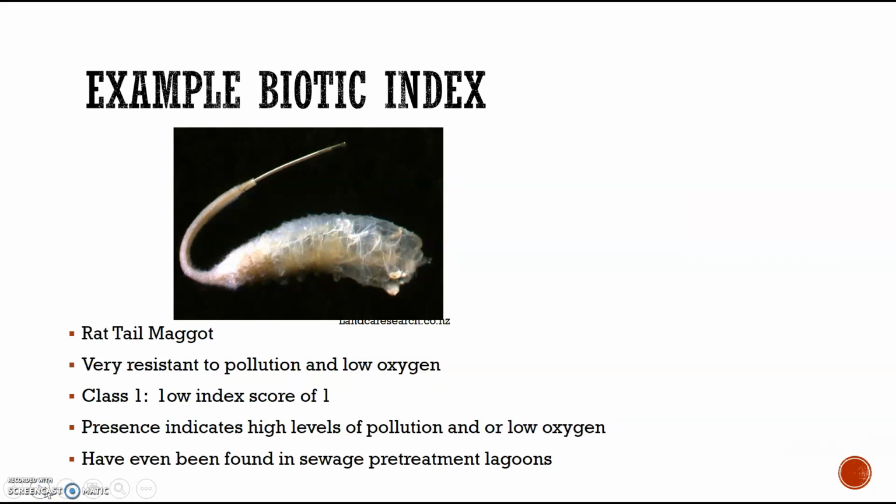Opposite end of the spectrum, we've got the rat-tailed maggot. They're very resistant to pollution and low oxygen. They are a class 1 organism that gives them an index score of 1. So their presence indicates high levels of pollution or very low oxygen. So these guys have been found in sewage pretreatment lagoons. That's how tough they are.